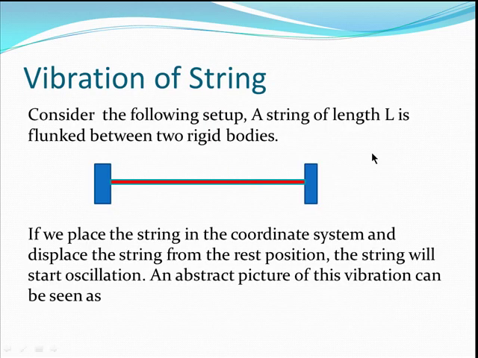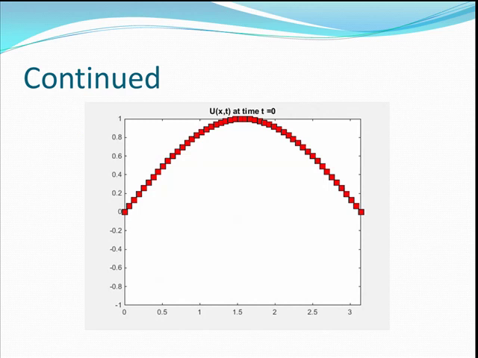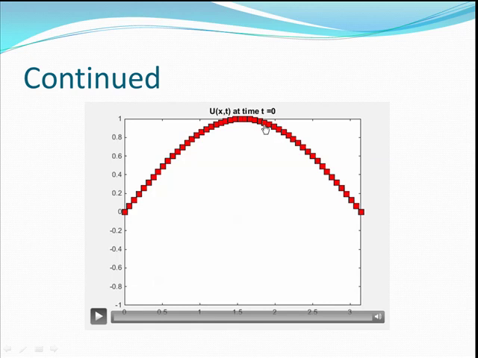Now consider the following setup. A string of length L is flung between two rigid bodies. These are two rigid supports, and between these two supports we have fixed a string whose length is L. Now if we place this string in the coordinate system and displace the string from the equilibrium position, then the string will start oscillation. Now let's look at this animation. Suppose we have displaced the string from the equilibrium position to this position, and we release the string from this position. Then what will happen? This string will start oscillation.